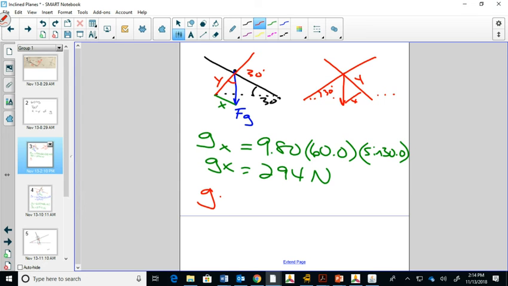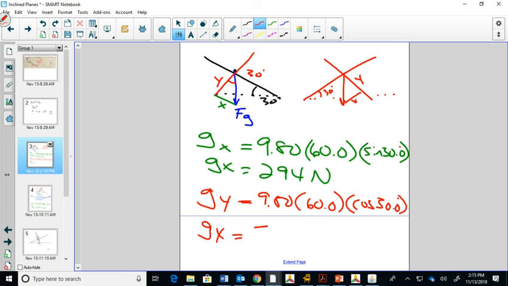Okay, how about the y component? How would I find the y component? Cool. So 9.80 times 60.0 times cosine of 30.0 degrees. Those are both degrees. Don't forget that. And y is equal to what? Pop it in for me. 509, if we round it, because it's 508 and change, right? 509 newtons, and those are both newtons, because that's force, right?